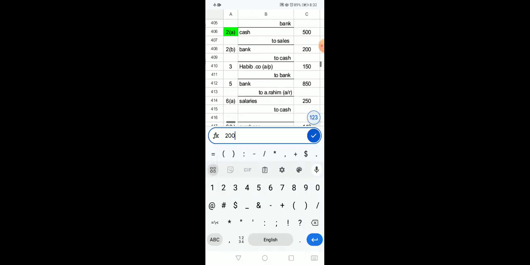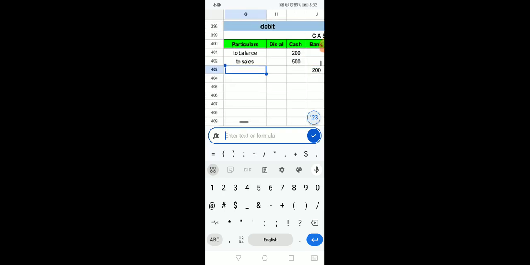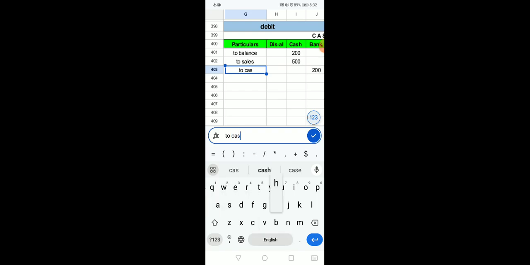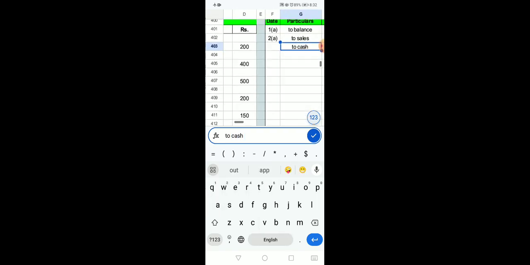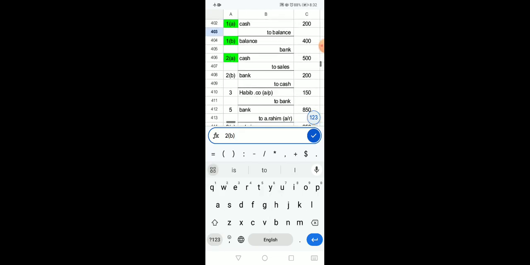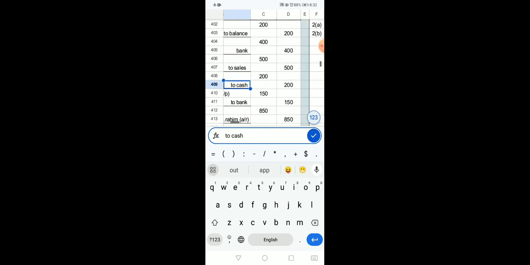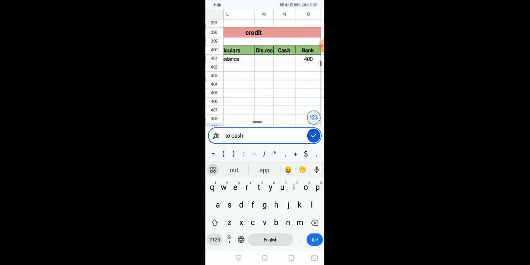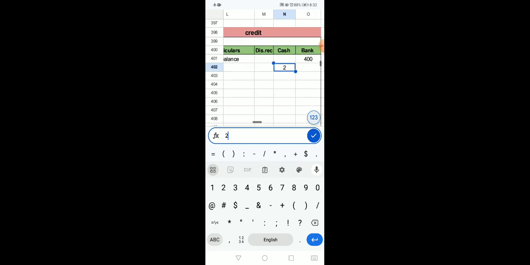Now see its reference. What is written on the opposite side of bank? 2 cash. So you are going to write 2 cash in the particulars column. Now see the date, which is 2B. So write down 2B in the date column. In 2B, there were two elements. Bank has been posted. Now we will be posting cash, which is credit by 200. Go to the credit side of cash and put 200 in the cash column.